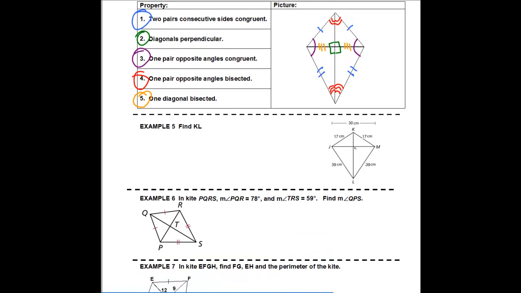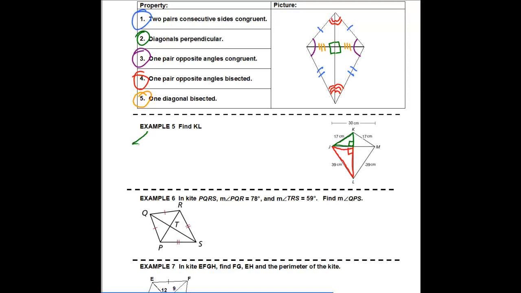This says find KL, this long piece here. What we have to do first is realize what these two little pieces are, because remember that these are all 90-degree angles. So what we're going to do is work one triangle right here, and then work another triangle here. Remember that these are right triangles. And then add these two sides together to figure out what KL is.